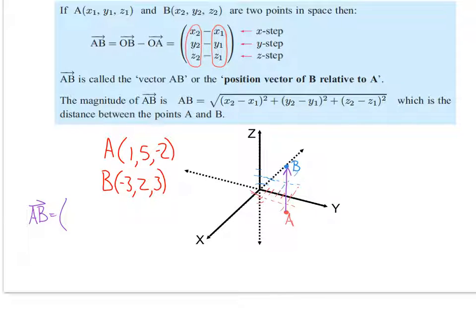All right, so vector AB, to get the components, we take the coordinates of which point first? The one we're going to. So (-3, 2, 3), and we're going to subtract the (1, 5, -2). Okay? So this gives us -4, -3, and +5. So there is our vector from A to B.